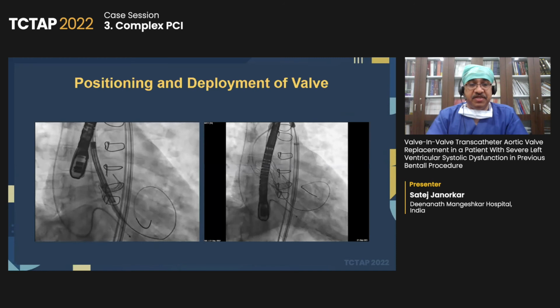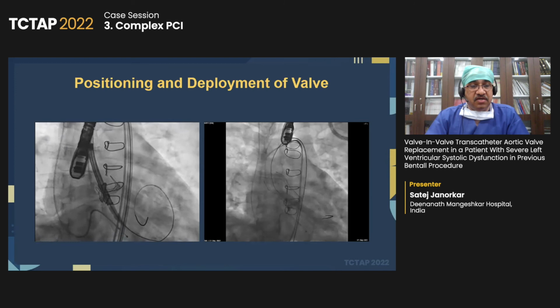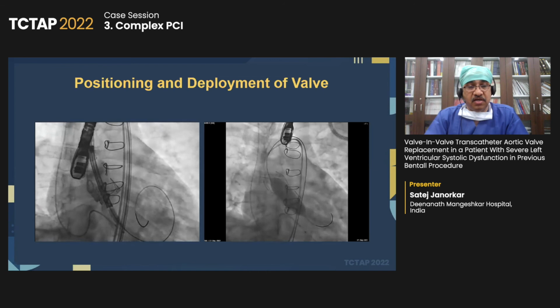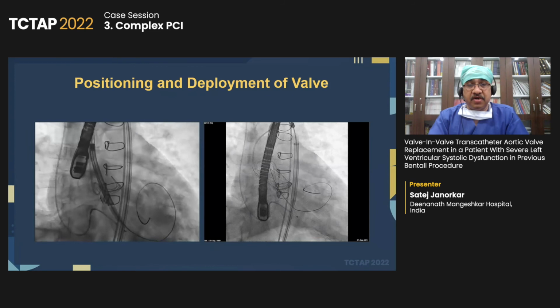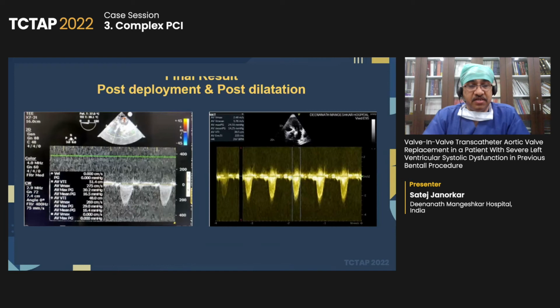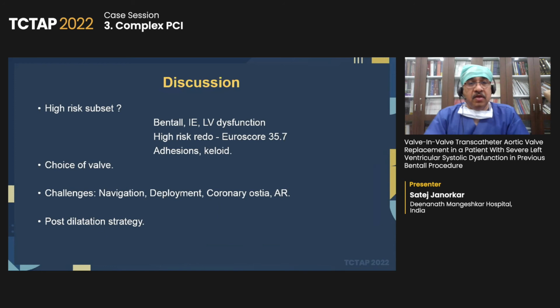So here, on the left-hand panel, you can see the positioning of the valve under TE guidance and rapid ventricular pacing. I'm positioning it properly there. The Lunderquist wire is seen in the left ventricle. On the right-hand panel, we dilated with the True Dilatation balloon catheter system and achieved the gradient we wanted. Immediately post-deployment and post-dilatation, the mean gradient came down from 16 to 6 millimeters of mercury. Well, I'm coming to the end now.